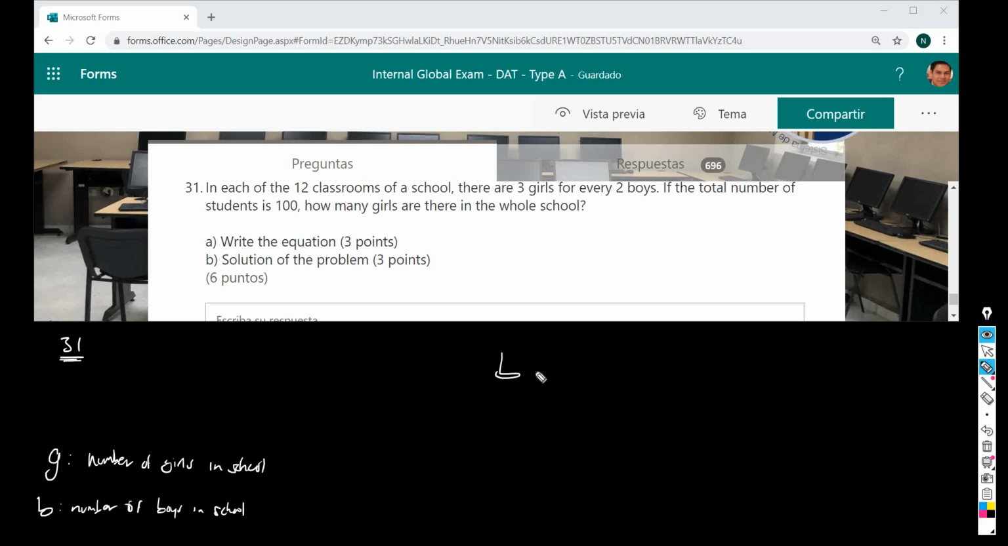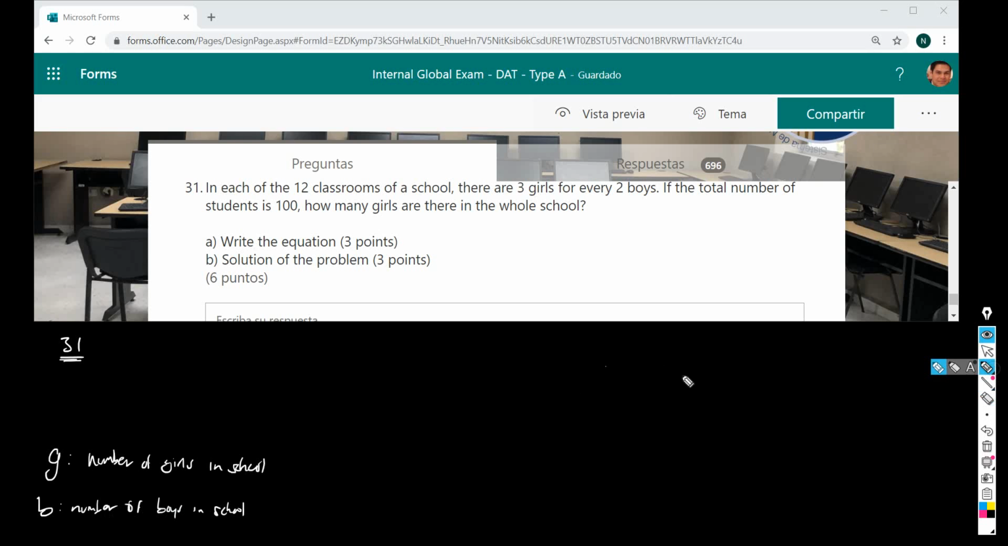If you just write B plus G equals 100, you cannot assume that I know what B and G mean. If you don't tell me this, even though it's supposedly obvious, I cannot know. You have to do this. It's a must. It's not optional. That's what I want you to understand. So G is the number of girls in the school, B is the number of boys.